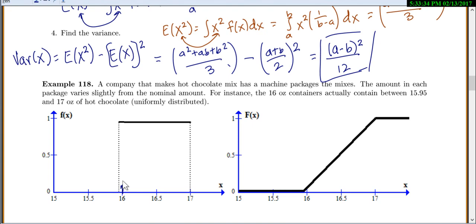So when you look at little f of x, or our PDF, it's just a flat line that goes from the 15.95 to the 17. Your capital F of x, though, your CDF, it's adding up all of the cumulative probabilities or areas. So you start off with a little bit and then it gets bigger and bigger. But it's still kind of that straight line going up.